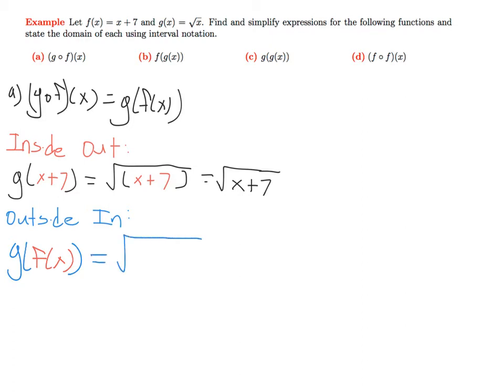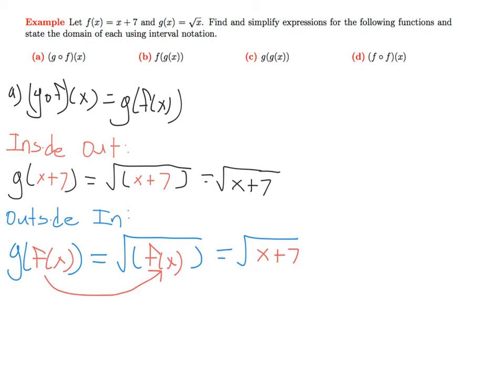So again, I'm going to take each x in the expression for g and replace it with whatever I see here. So each x is going to get replaced with f of x. And then I replace the expression f of x with x plus 7. That's what f of x is. And this gives us the same result. So in the end, either way, we get the square root of x plus 7 for the composite function.